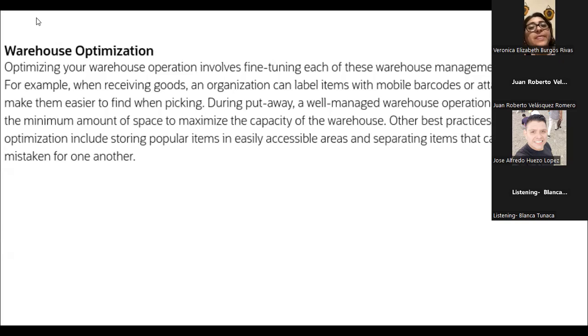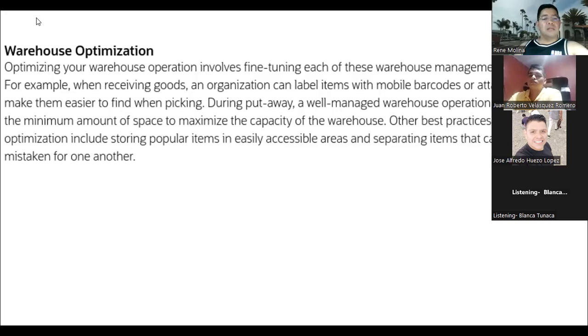Warehouse optimization. Optimizing your warehouse operation involves fine-tuning each of these warehouse management processes. For example, when receiving goods, an organization can label items with mobile barcodes or attach RFID tags to make them easier to find when picking. During put away, a well-managed warehouse operations to store items in the minimum amount of space to maximize the capacity of the warehouse. Other best practices for warehouse optimization include storing popular items in easily accessible areas and separating items that can easily be mistaken for one another.